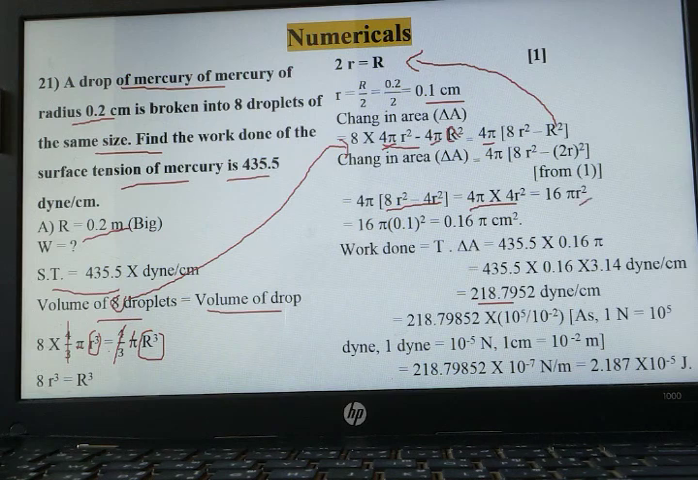Okay. After substituting the value of small r, what is its value? 0.1. After substituting the value of small r as 0.1, we will be getting 0.16 pi centimeter square. ठीक है.